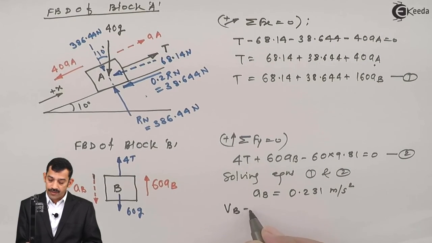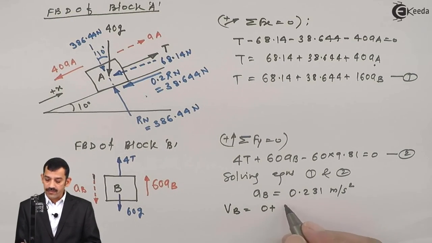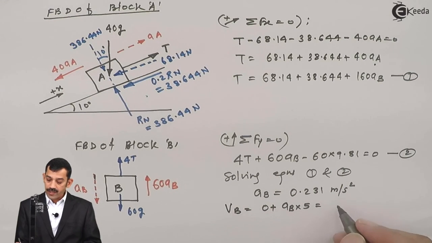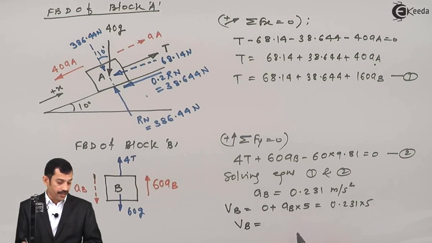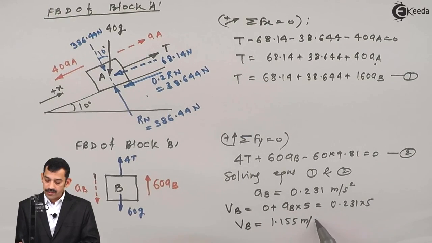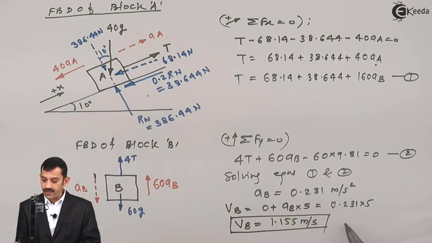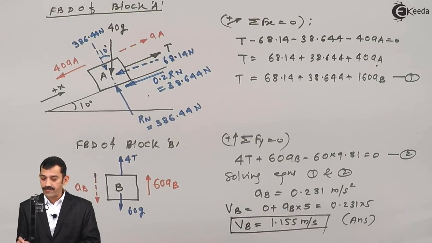VB, if you want to find out, U is 0, V equal to U plus acceleration into time. That means acceleration of block B into time, which is 5, that means 0.231 into 5. The velocity of block B after 5 seconds comes out to be 1.155 meters per second. That means the velocity of this block B after 5 seconds. This is our final answer. Thank you.